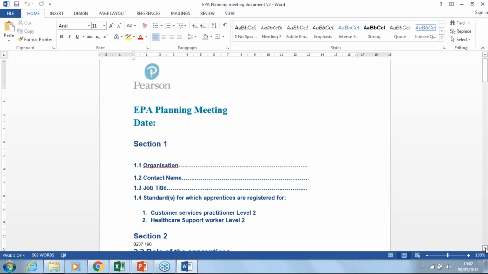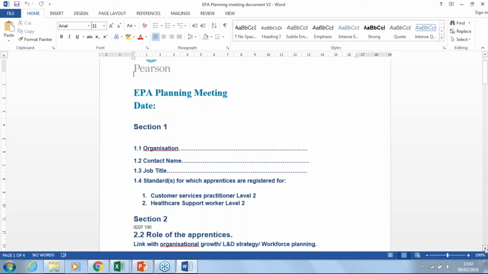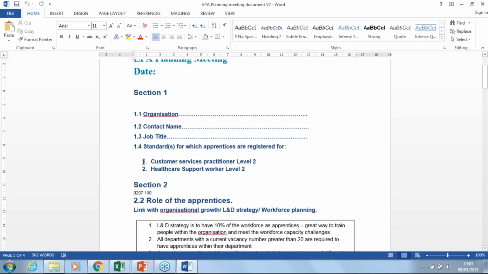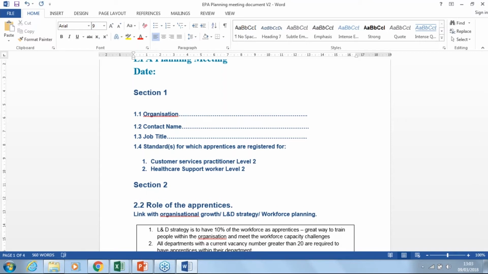But just to highlight the kind of information that would be gathered from the employer provider and potentially the training provider as well. Obviously section 1 deals with details of the organization that we are getting in touch with, who we are getting in touch with, what their job titles are, the standards for which the apprentices are registered for, so the two standards that we're going to take an example from. I'm not sure what happened there with the telephone number coming on.